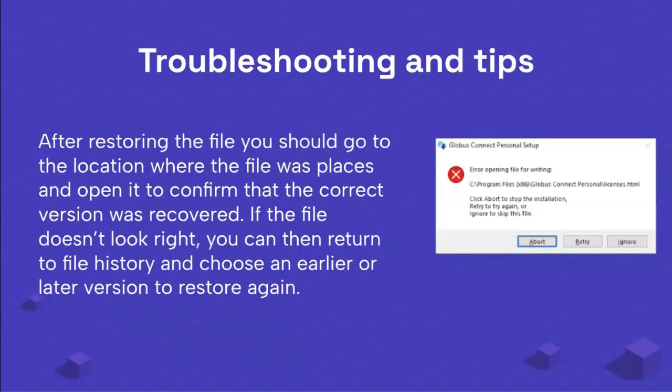Troubleshooting and tips. After restoring the file, you should go to the location where the file was placed and open it to confirm that the correct version was recovered. If the file doesn't look right, you can then return to File History and choose an earlier or later version to restore again.